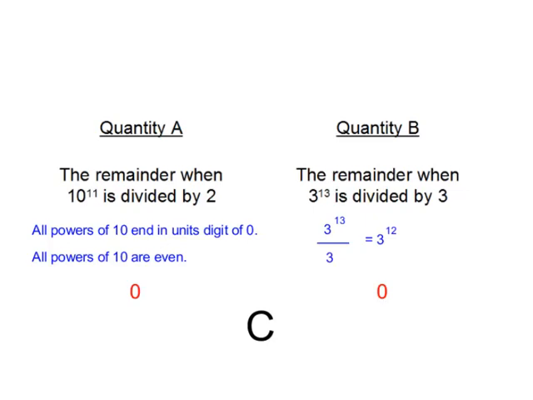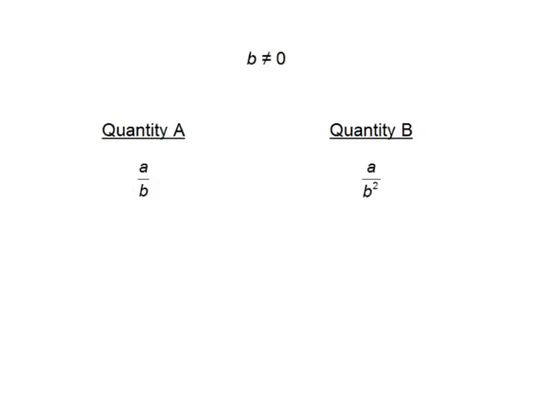Think about the units digits at the end of quantity A's big number. But here you go, both quantities are 0.